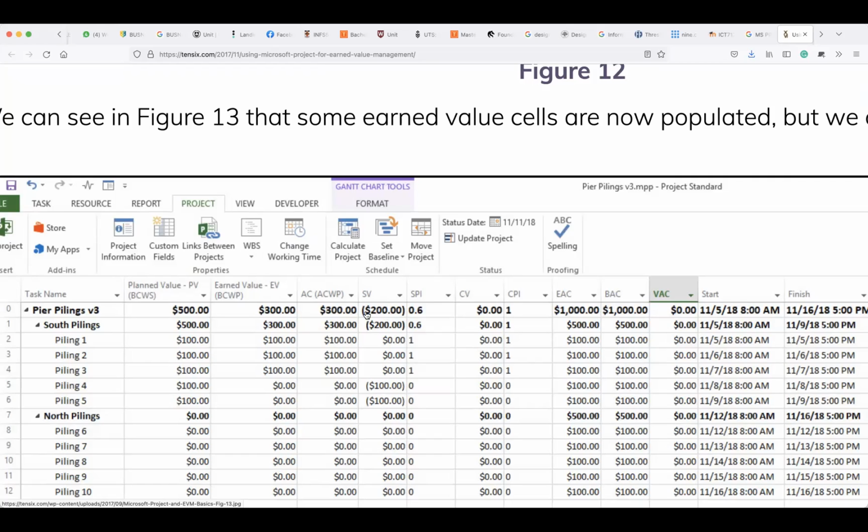What do you think? I'm earning 300. I was planning to earn 500. So earned minus planned, I am behind schedule. That's correct. And you can basically confirm that because the SPI is under 1, which means I'm supposed to be finishing $1 worth of schedule, but I'm only finishing $0.6 worth of the scheduled work that I'm supposed to really be completing.